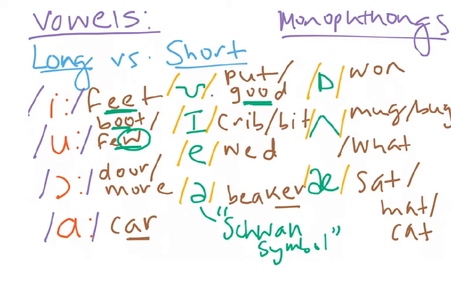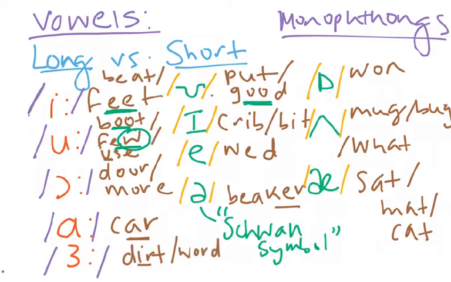Our next example here is the phoneme, or the sound, O, such as in the words door or more.